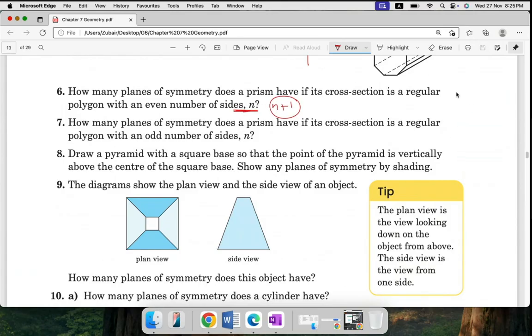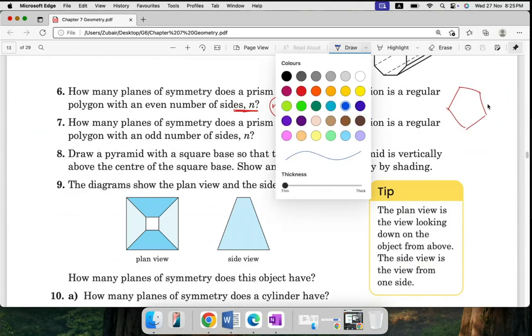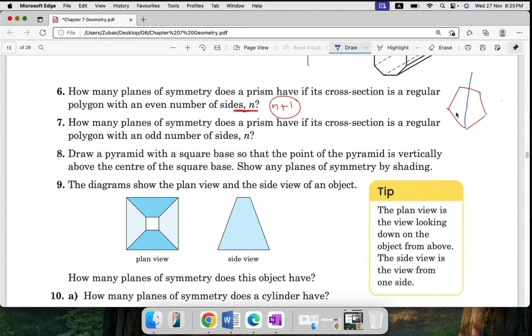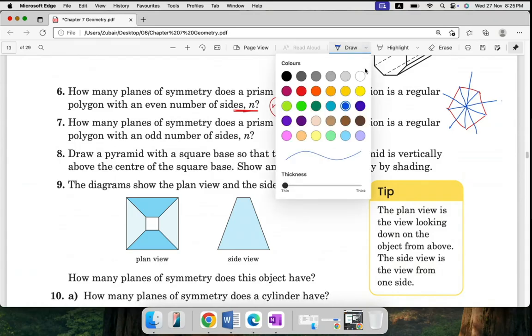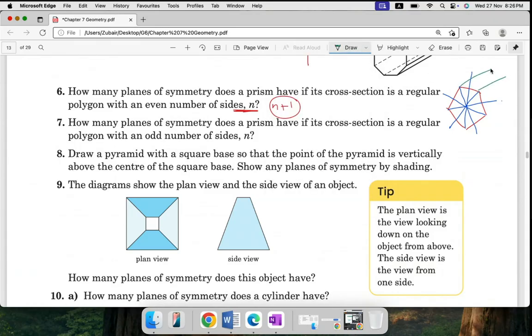Even if they were odd, for example, we talk about a pentagon, we will still have 5 lines of symmetry. This is 1, this is 2, this is 3, 4, and 5. And if I just convert this into a 3D shape, then we will be having one more at this position. Number 7. How many planes of symmetry does a prism have if its cross section is a regular polygon with an odd number of sides? Same, we just discussed that. That is again n plus 1.